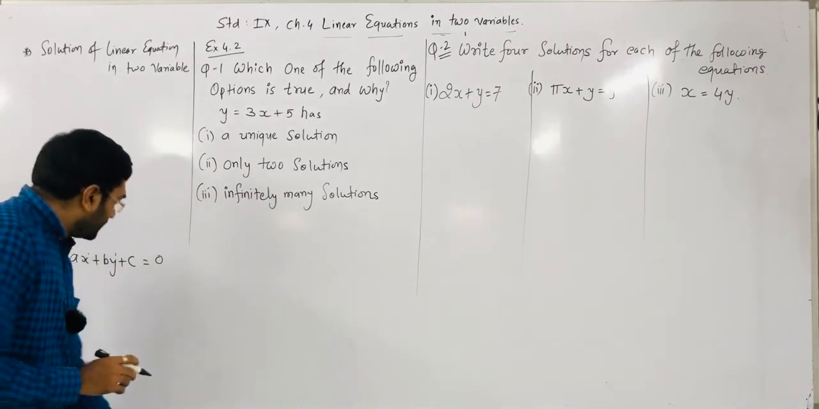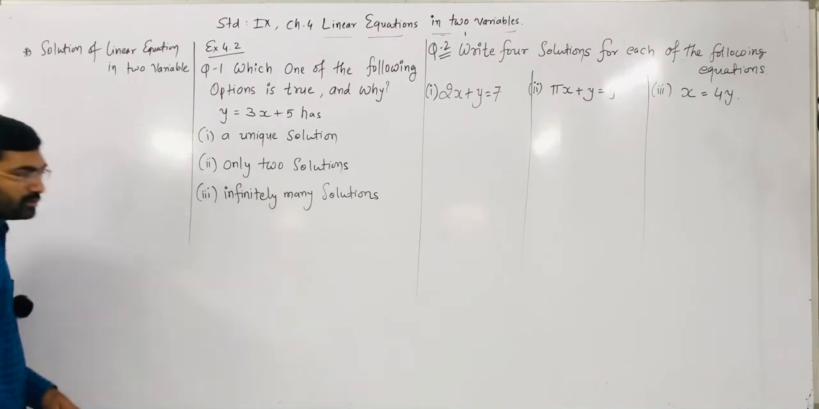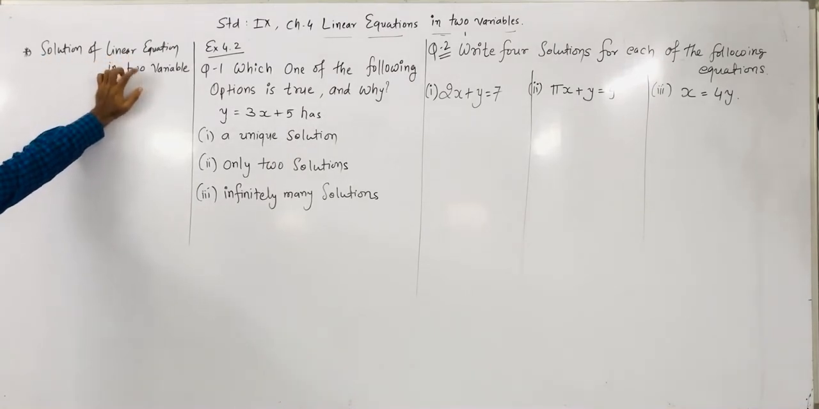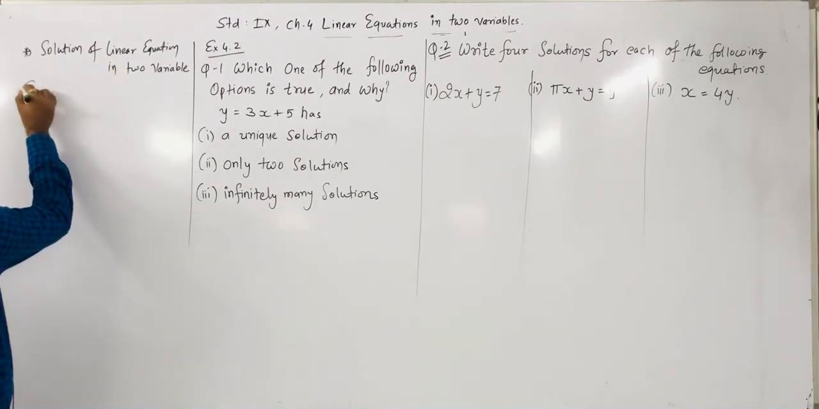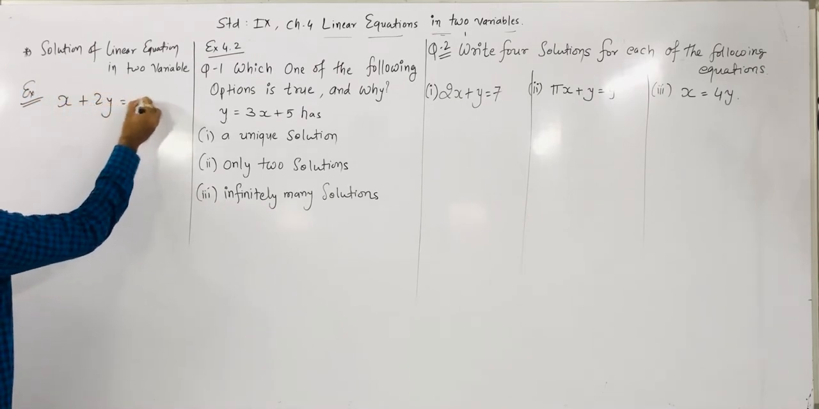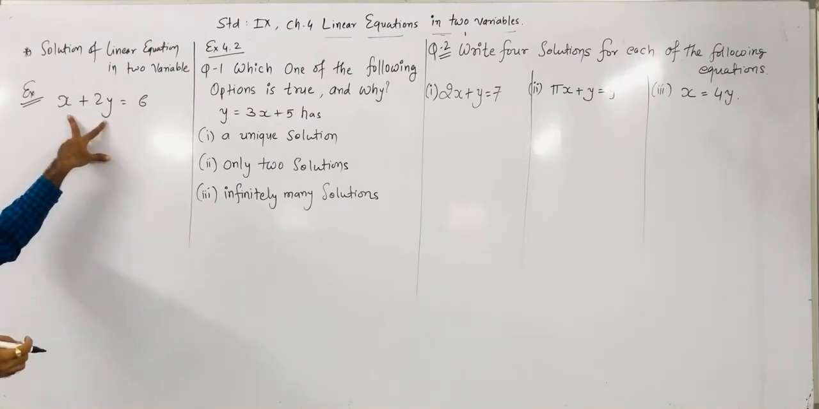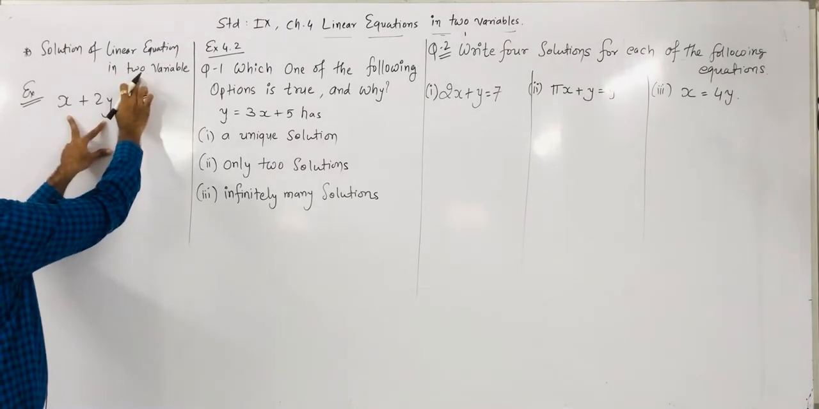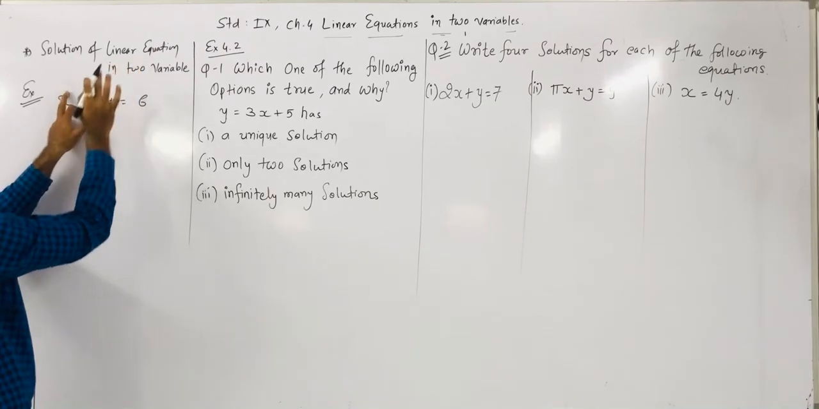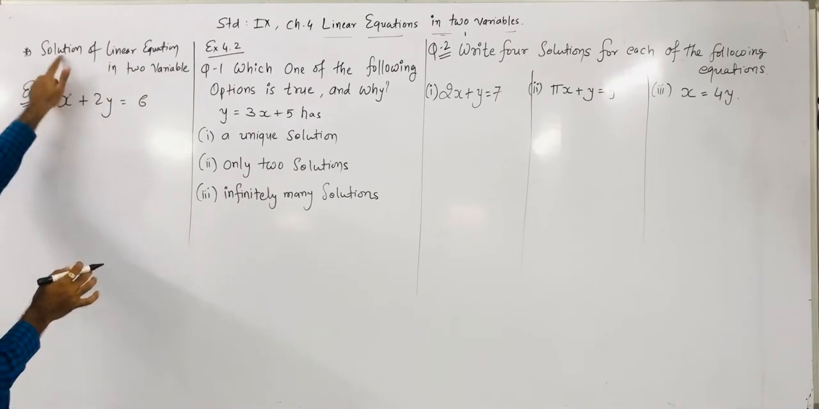Now in the next topic, we have to find the solution of a linear equation. So that is our next point: solution of a linear equation in two variables. Suppose I take one example so you can understand. x + 2y = 6. This is an equation in two variables, and the degree of both variables is 1, so it is linear. Its solution we have to write.